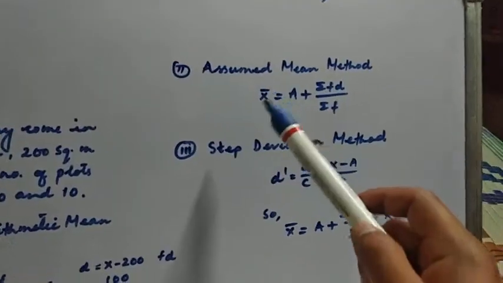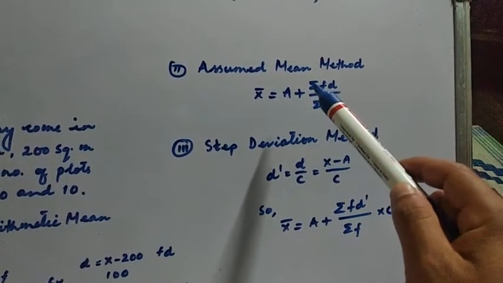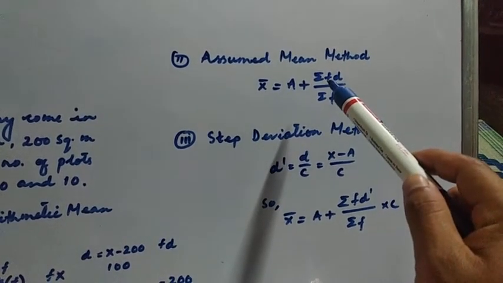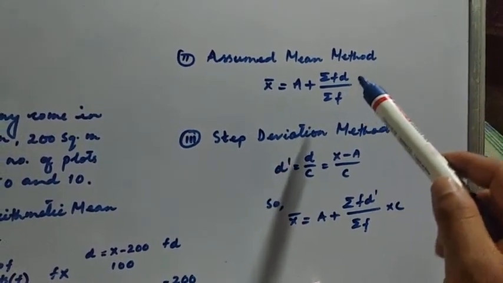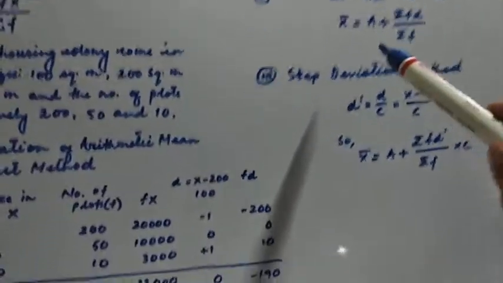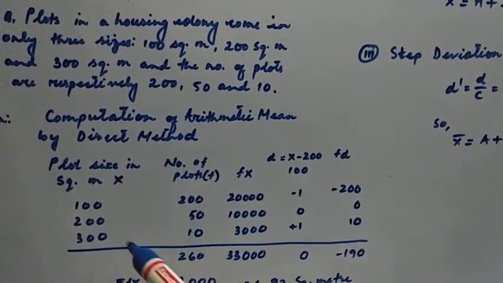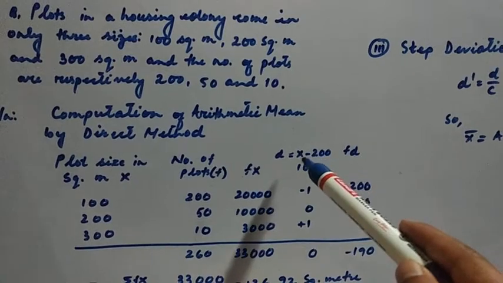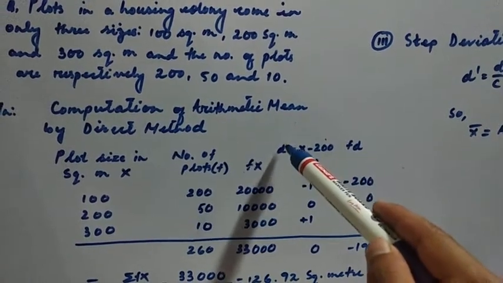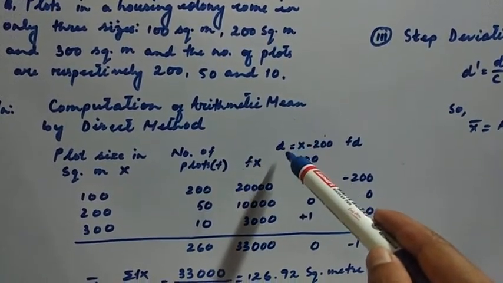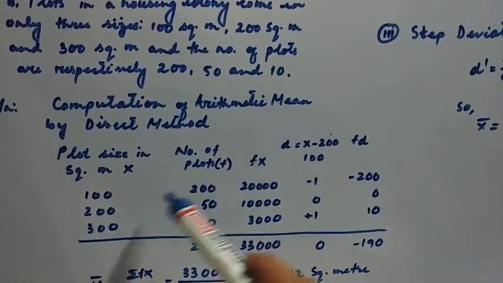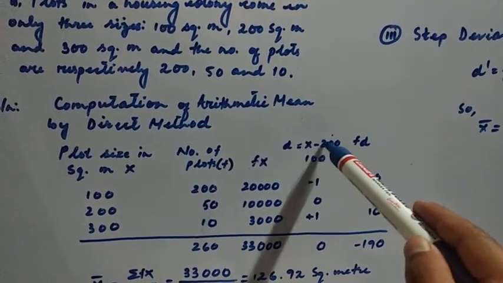So the formula for assume mean method is a plus summation fd divided by summation f. So we have to find out summation fd and summation f. How do we find out d? d is the deviation from the assumed mean. Here our assumed mean is 200. That is why we are taking x minus 200. So 200 is our assumed mean. To get this d, we have to subtract our assumed mean from all these observations.